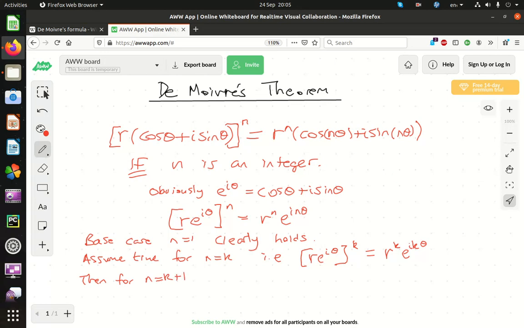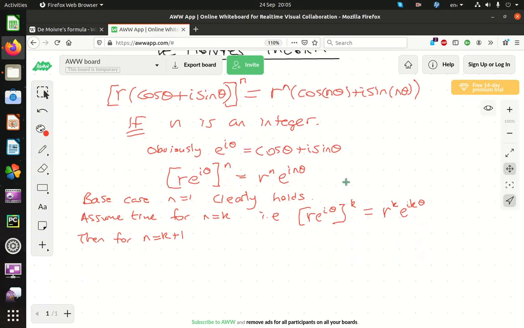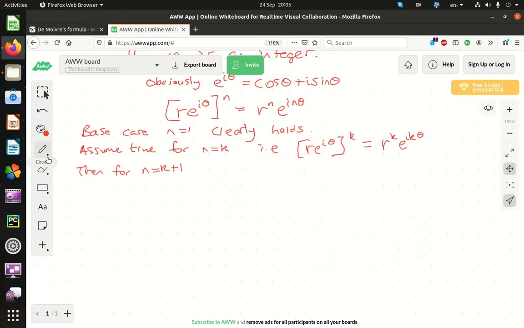let's pan down a bit. We have, okay, let's do the left-hand side, (r e to the i theta) to the power of k plus 1. Equals, remember you've always got to use that which you assume to be true. So we'll write this as (r e to the i theta) to the power of k times (r e to the i theta) to the power of 1.